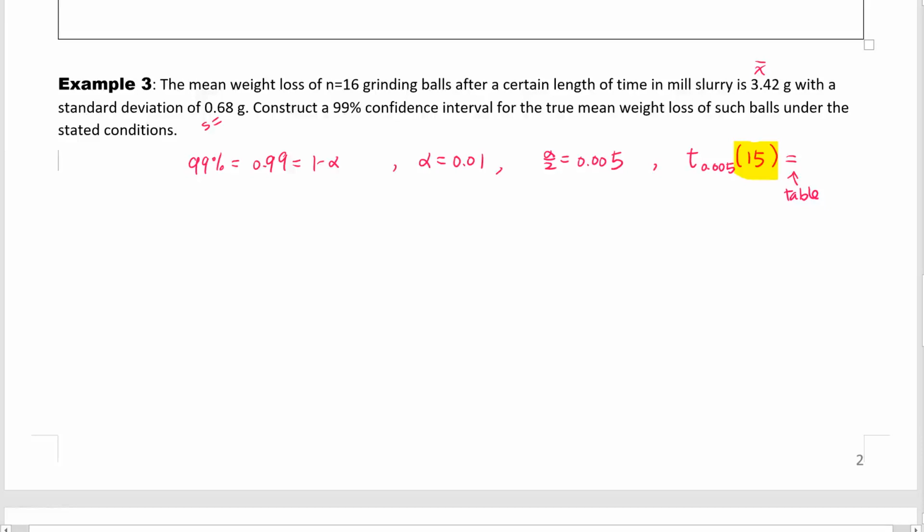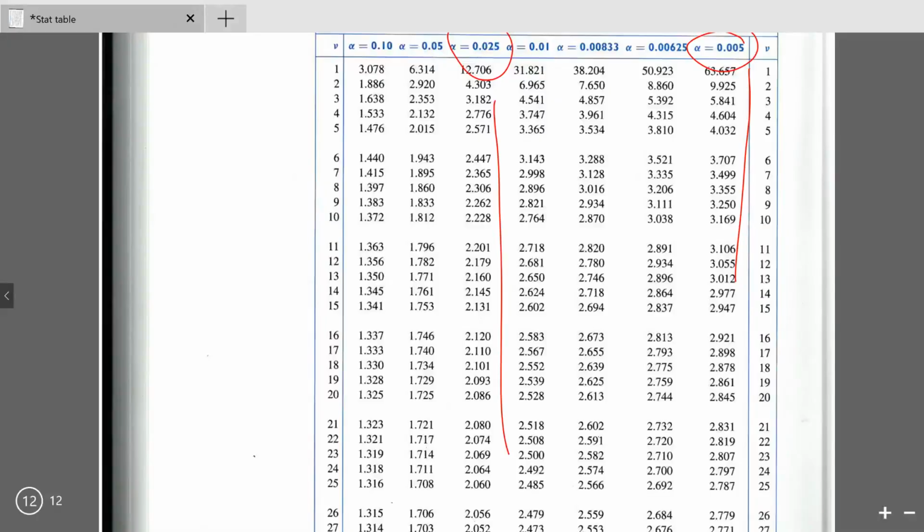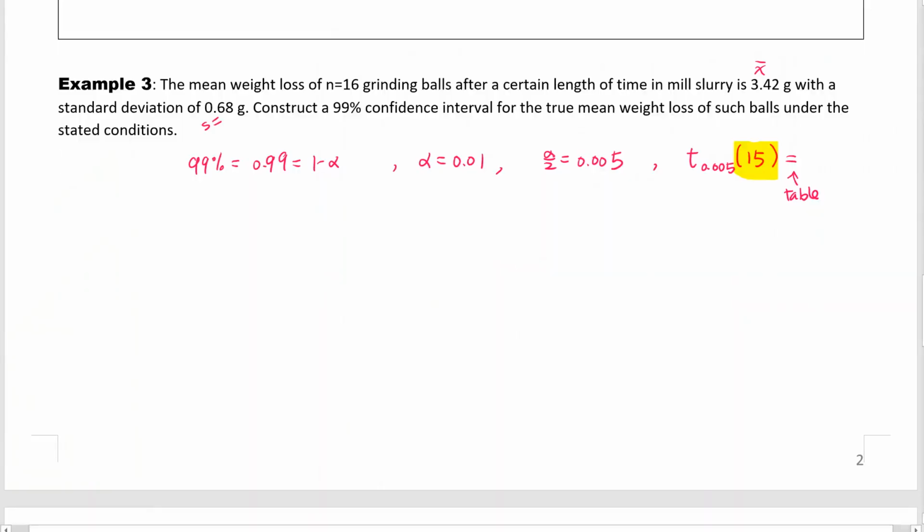So be careful. Let's look at our t table. Degree of freedom is 15 and 0.005. Oh, 2.947. So 2.947. So far, so good, everybody?